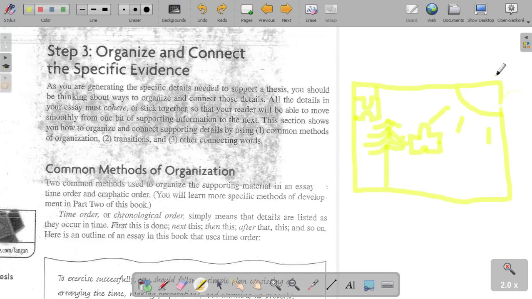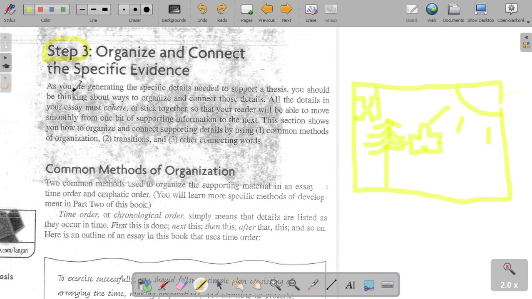So this is an analogy that you can think of. Each of these pieces are things that we're learning. We've already learned your thesis. We've learned about finding evidence. We've learned about the importance of specific details and adequate evidence. All those work together. Now we're going to learn about step 3, which is organizing and connecting the specific evidence.